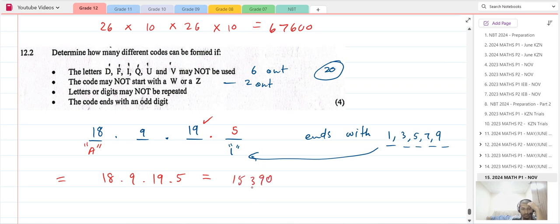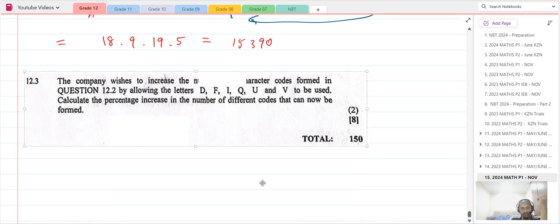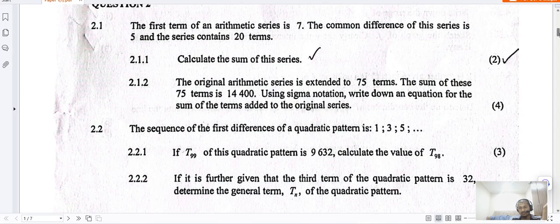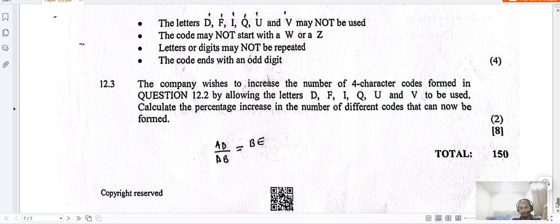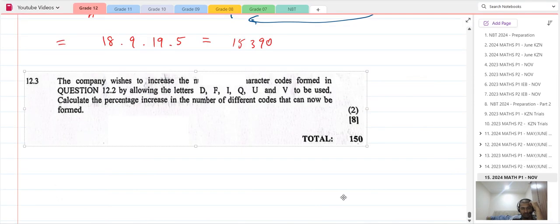Now, what's the last question here? The company wishes to increase the number of character codes. Yeah, I think this just got cut off there. Let's see. Increase the number of 4-character codes.